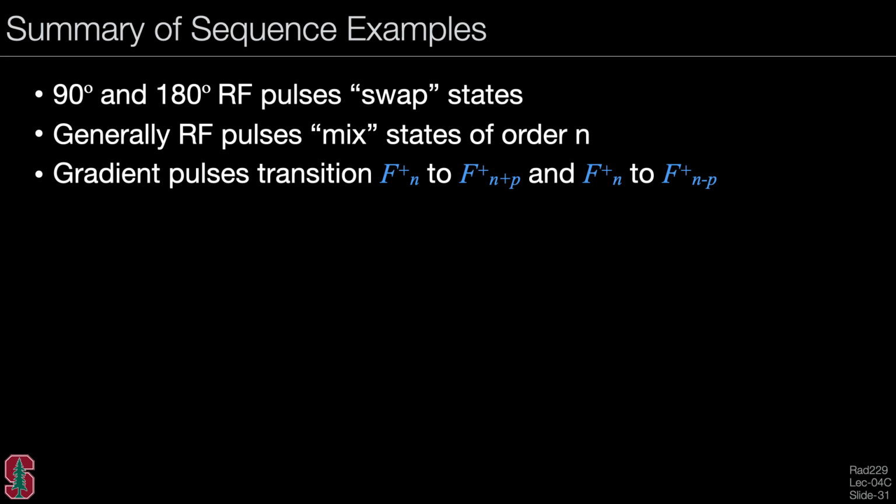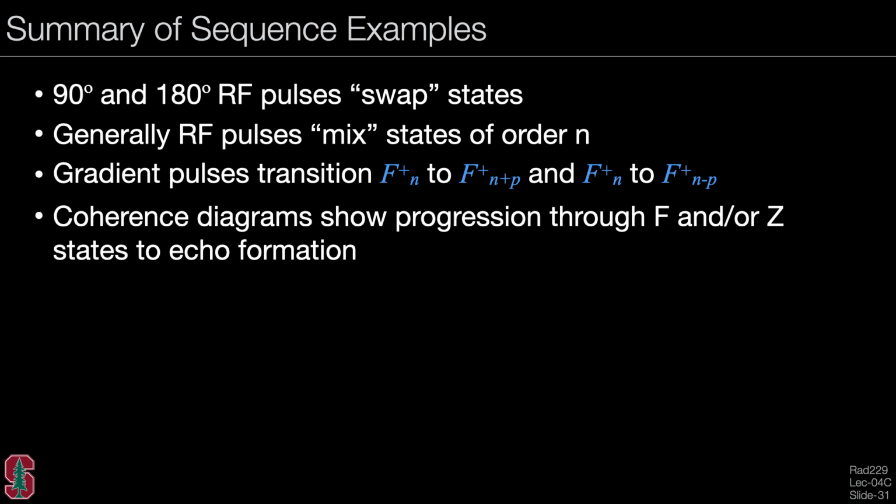The gradient pulses will transition from F plus sub n to F plus sub n plus p, and from F plus sub n to F plus sub n minus p, depending on whether this is a positive or negative pulse. In this case, instead of unit area, the area can be p times the unit area. So you could have a gradient that dephases more than one cycle, so it would dephase p cycles here. And you can have positive and negative gradients.